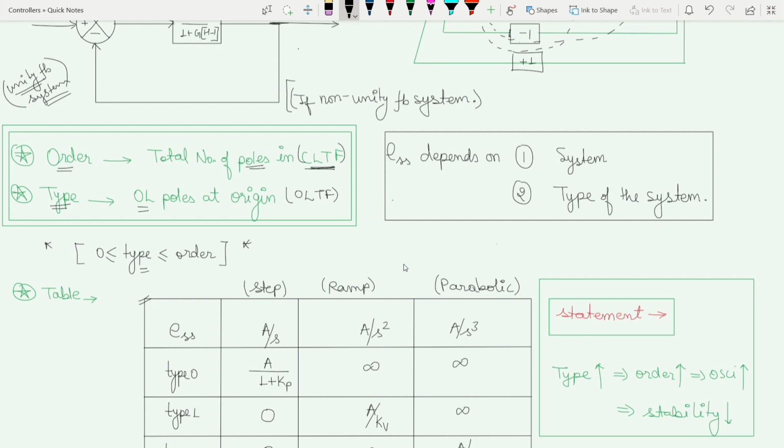One more important thing I want to discuss over here is steady state error. Steady state error depends on the system parameter and on the type of the system, but it is independent of the order of the system. It does not depend on the order of the system.